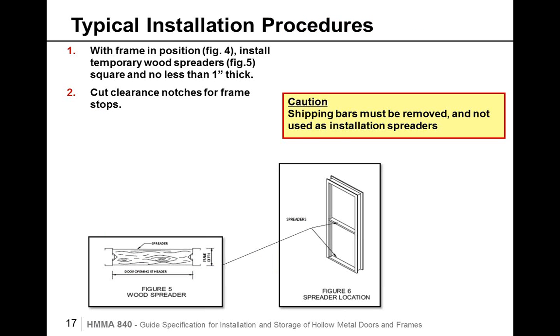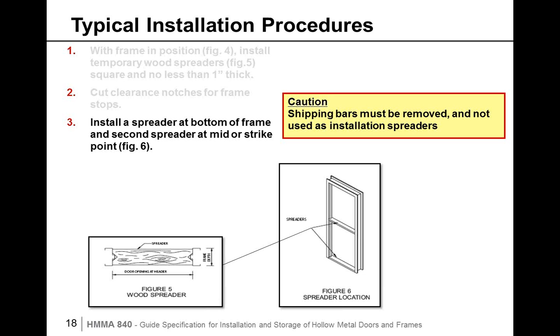The next item is starting to install the product, where you locate the frame where it will be installed in the building. And the first part of that is for the installing contractor to have properly sized spreading boards. And these would be mainly wood spreaders that are cut to the exact size of the opening, and they're first placed at the bottom of the frame. The next requirement for spreaders is that a mid-height or a lock level spreader device be installed in that opening.